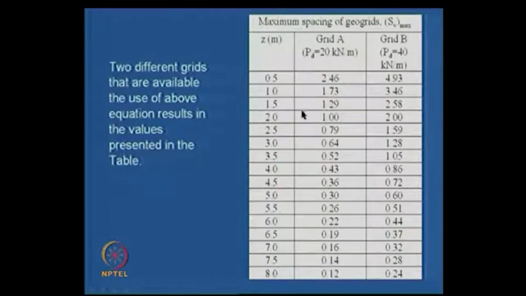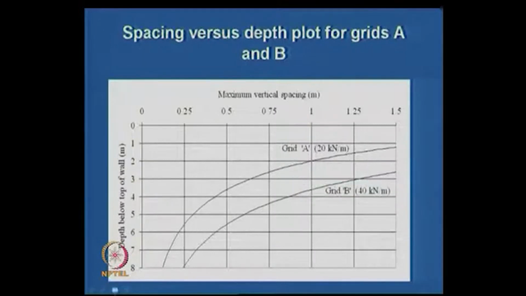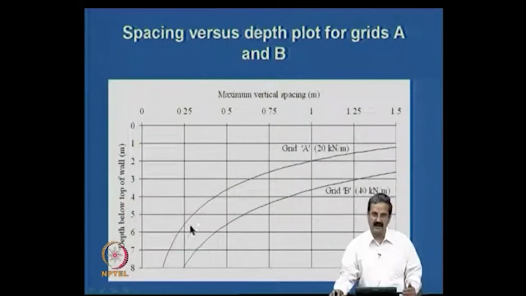So one can get this, and if PD is the design strength of the geogrid, and you put together a simple program in Excel, depending on the strength of the grid, whether it's 20 or 40, one can prepare results like this. What it means is that if you plot the spacing versus the depth, this is very useful to see at what level geogrid A will be working and at what level geogrid B will be useful.